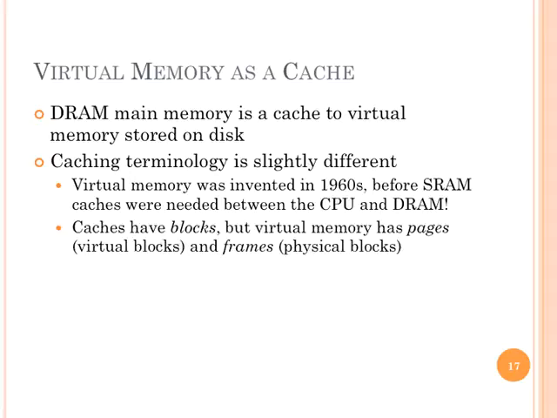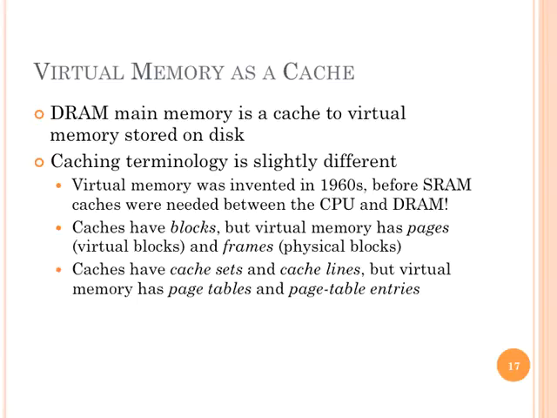So caches have blocks, virtual memory has pages, which are the virtual blocks, and frames, which are the physical blocks. You know, you could also say they're level n and level n plus 1 pages. Okay. You also have another thing, which is swap slots. Frequently, the swap space is divided into slots, which are the same size as pages and frames. Okay, caches have cache sets and cache lines. Virtual memory has page tables and page table entries. So cache lines correspond to page table entries, pretty loosely. Virtual memory really doesn't have a notion of cache sets.